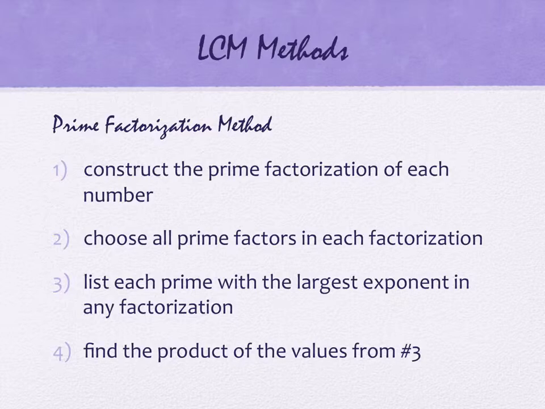Let's do the same thing that we did on the other list. Let me talk through it, and then I want you to flip back to where we did prime factorization before and notice the differences. So this says that we're going to construct the prime factorization of each number. So we're going to get all the prime factors, factor tree, something like that. Then we're going to choose all the prime factors that are in each factorization. Then we're going to list each prime with the largest exponent in the factorization. And then we're going to find the product, that means multiply what we got in step 3.